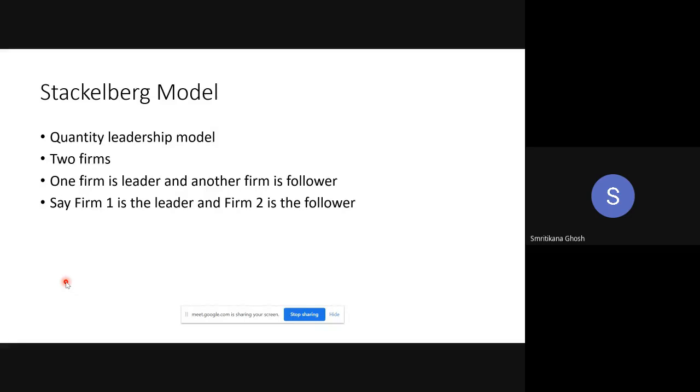So for the leader, the conjectural variation is non-zero because he knows if I change my quantity, the follower will change his quantity. But the follower knows if I change my quantity, the leader will not change his quantity. So for the follower, conjectural variation is zero. For the leader, conjectural variation is non-zero. For the follower, conjectural variation is zero. Is it okay? Do you get the explanation?